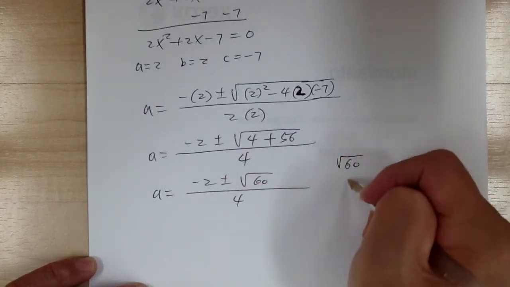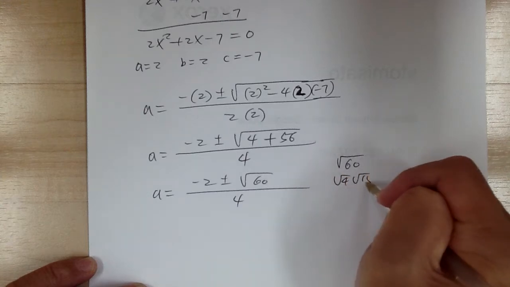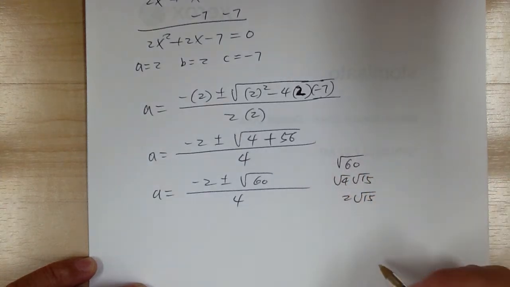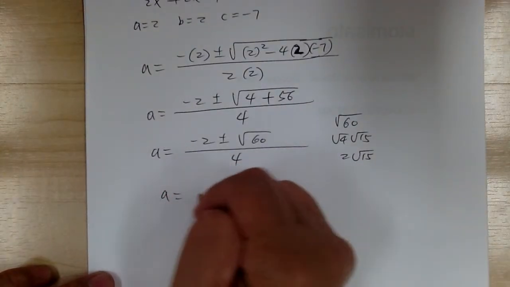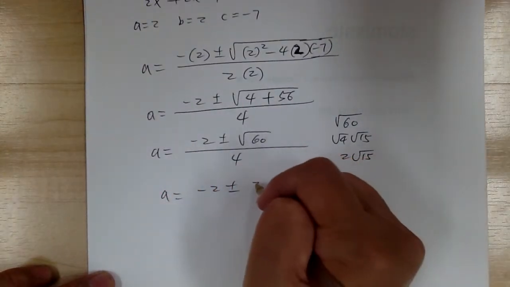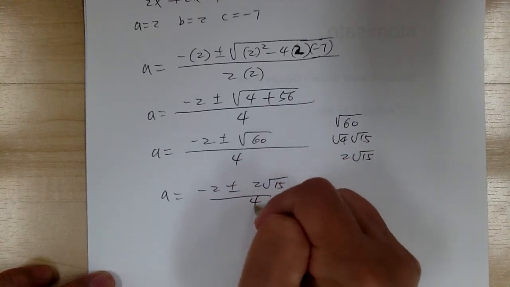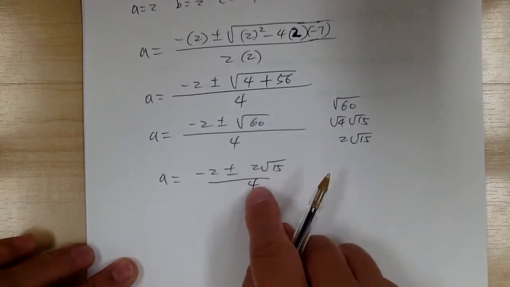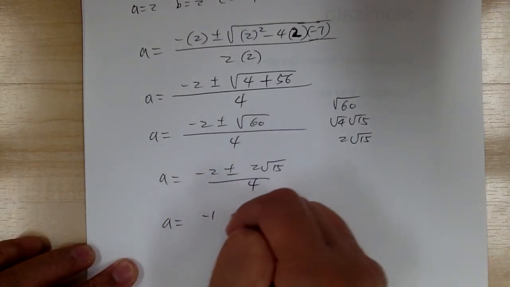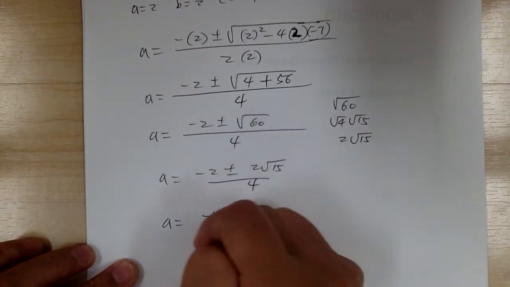Now square root of 60 you can break into square root of 4 and square root of 15. So it would be 2 square root of 15. Okay. Or you can use a ladder method, either way. So x equal to negative 2 plus or minus 2 square root of 15 over 4. Divide everything by 2. So you're going to get negative 1 plus or minus square root of 15 over 2.